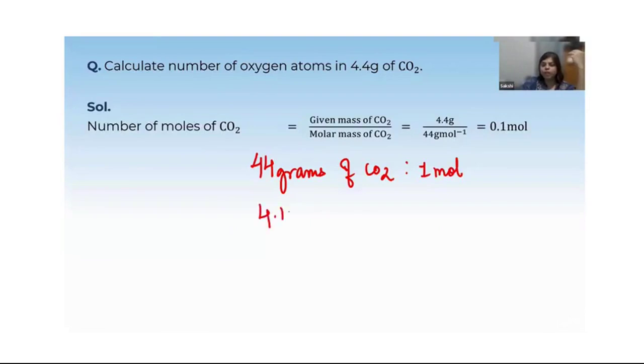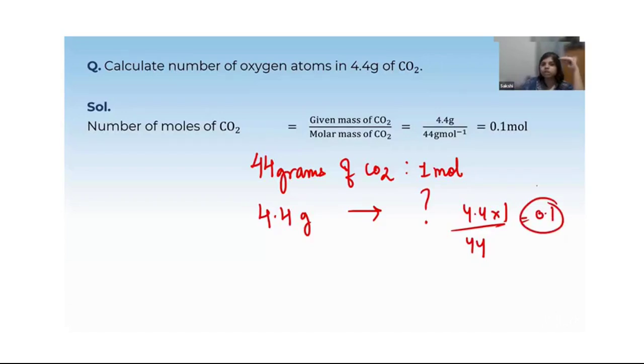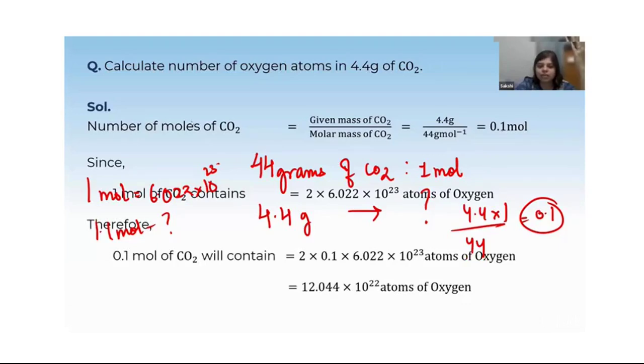So they have given us 4.4 grams. So 4.4 grams would be how many moles, right? So you do a cross multiplication. So 4.4 into 1 divided by 44 is nothing but 0.1 mole, right? Now quickly tell me, 1 mole has how many atoms? That is the Avogadro's number, which is 6.022 into 10 power 23. So 1 mole has this much. So 0.1 mole has how many atoms? You just multiply 0.1 with 6.022 into 10 power 23, right?